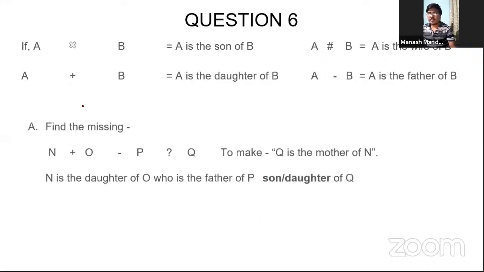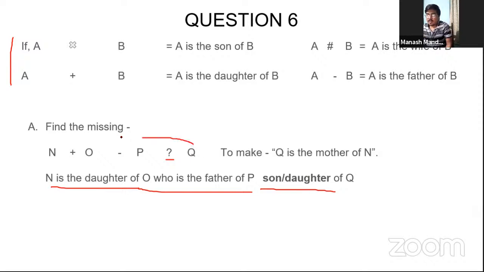Okay, so the question is, these are the instructions. Find the missing symbol in n plus o minus p, to make q the mother of n. If you see, n plus o means daughter, right? So n is the daughter of o, and o minus means father. So o is the father of p, and p and q do not have a relationship. So we have to make q the mother of n.